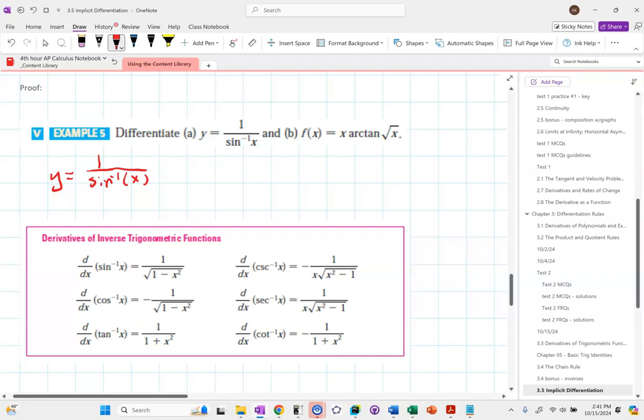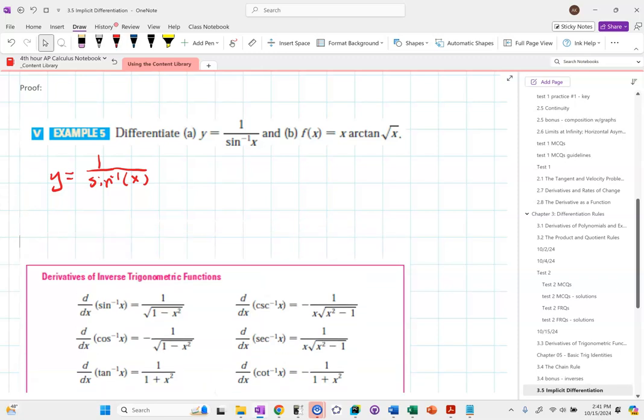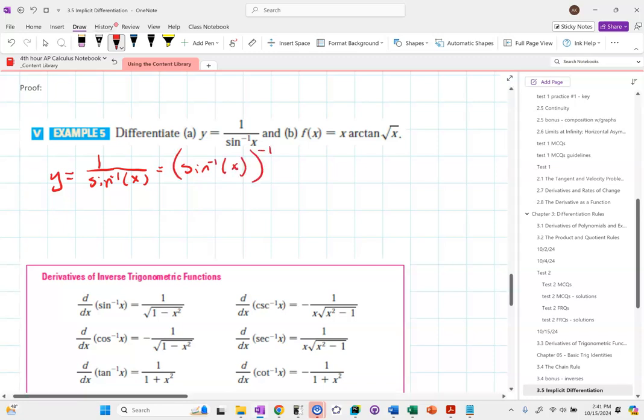So I have y equals 1 over sine inverse of x. As it's currently written, what would I need to use to differentiate this? Quotient rule. That stinks though, right? Alternatively, the way I would think about this would be thinking about sine inverse to the -1. If I do it this way, I can use the chain rule, which seems preferable to me.